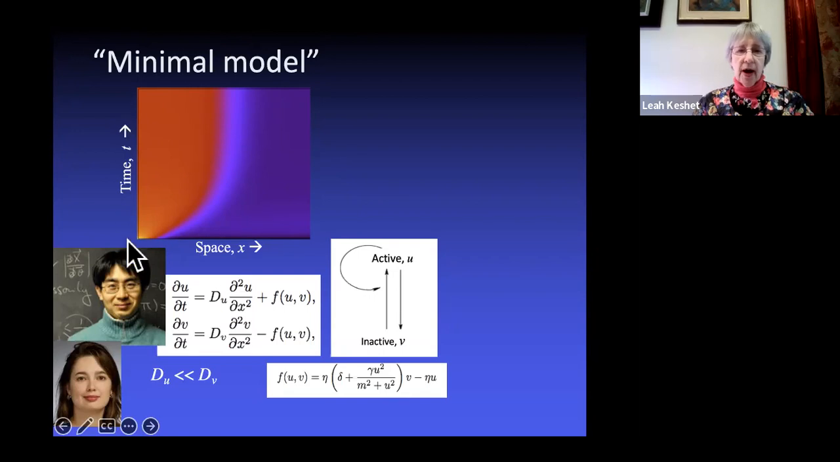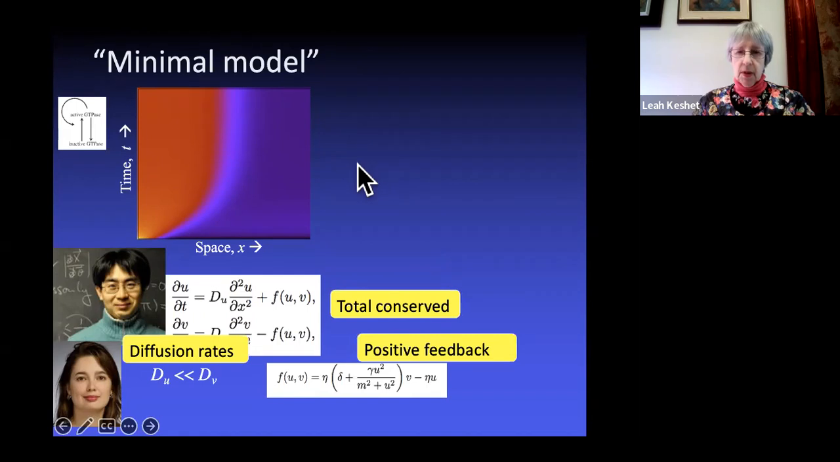And here again is the kymograph, where you see that from an initial stimulus at one end of the cell, some kind of final pattern emerges where part of the cell is in the highly active form and the rest of the cell is not. Now the main ingredients, because the model is simple enough that it can be analyzed mathematically, turned out to be the mass conservation, the distinct rates of diffusion, and the positive feedback.